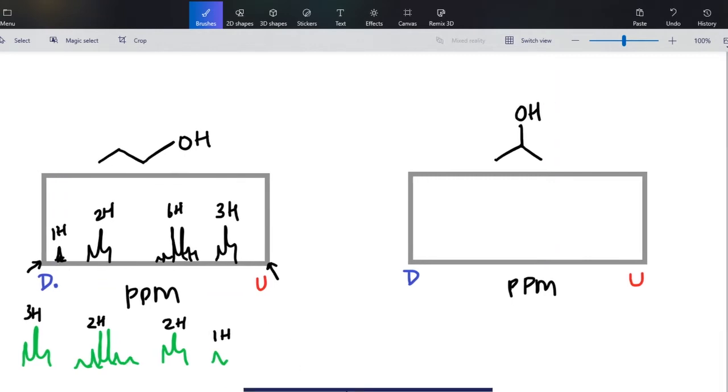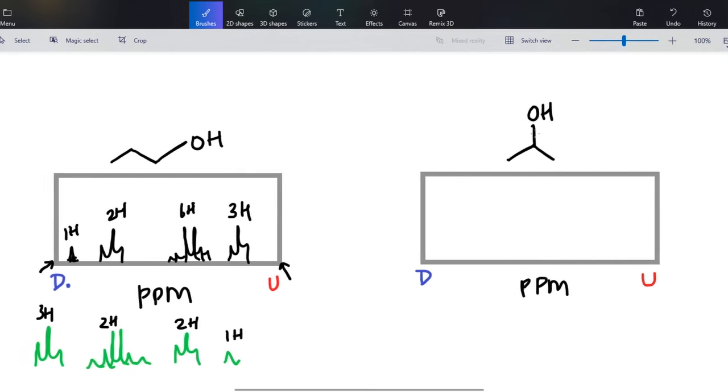Let's compare and contrast this to our 2-propanol group. Here we're going to have a doublet of 6 hydrogen integration value. You're going to have a septet, which is 1 big blurb, 2 smaller ones, 2 even smaller ones, and then 2. A septet with an integration value of 1 hydrogen, and then a singlet with an integration value of 1.